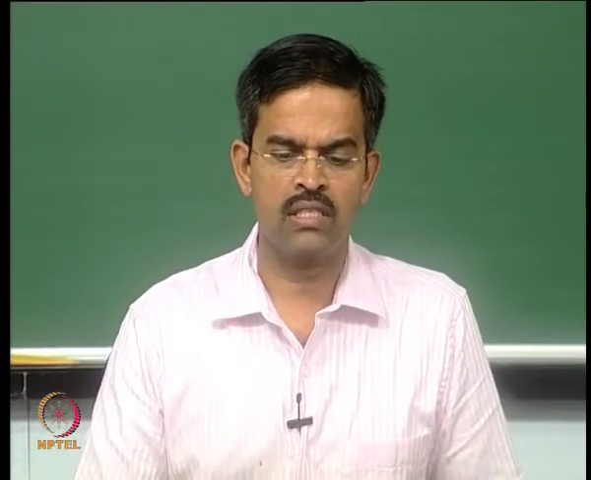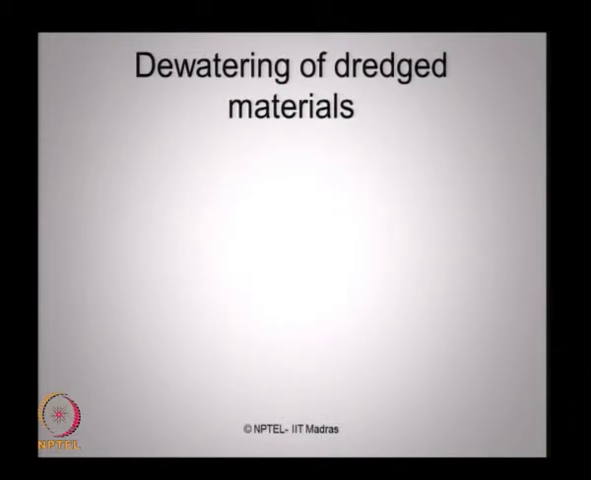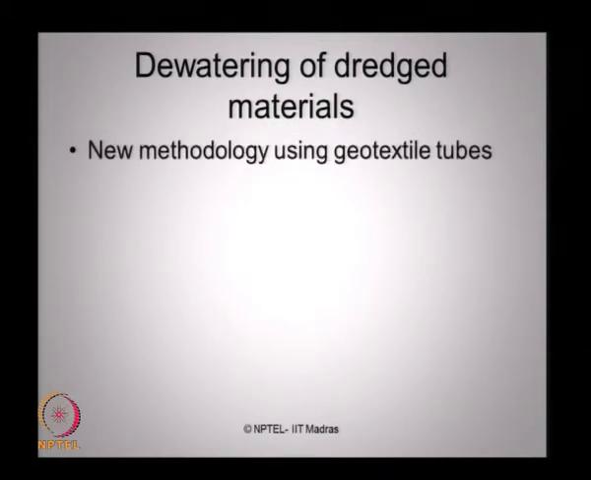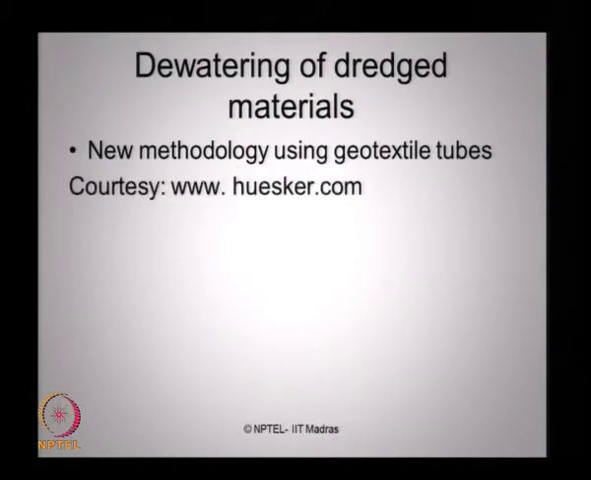The next application of modern construction material in ocean structures is dewatering of dredged material. We will talk about dredging in a separate module later. However, when the dredged material is collected, it is very important that it should be contained completely with a dewatering arrangement. There are new methodologies which can be used for dewatering the dredged sludge using geotextile tubes, which we will see now in detail. Again, the applications are recommended and being used, as you see in the specific website of USACE.